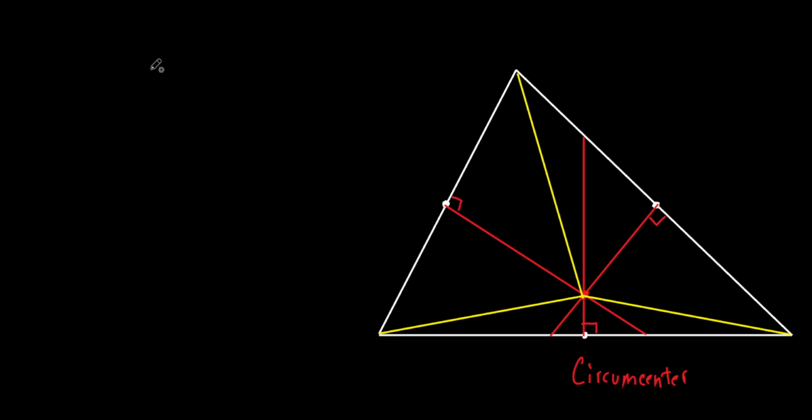So let's put some letters in here. A, B, C, X, Y, Z. That's X, that's Y, this is Z, and in the middle is P. Let's put it here where I can see it. There you go. All right, so the circumcenter we're going to call point P.